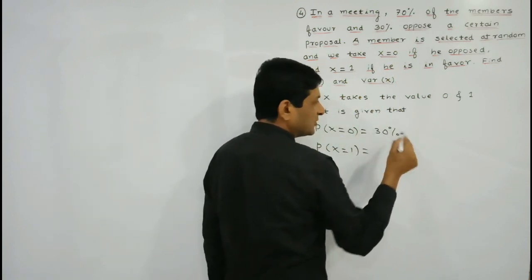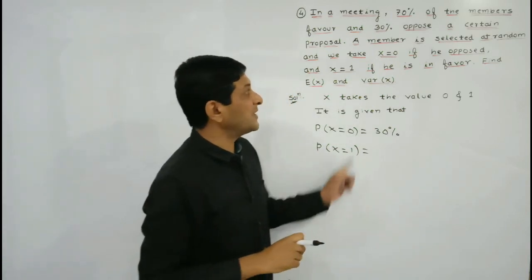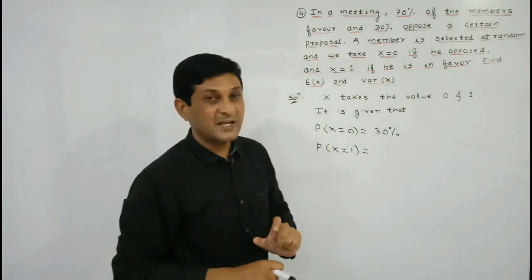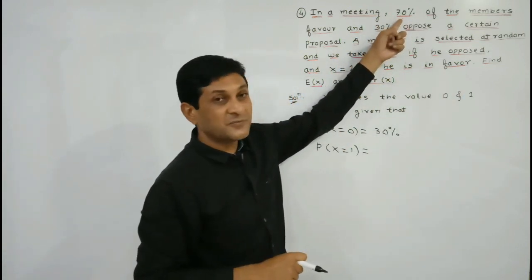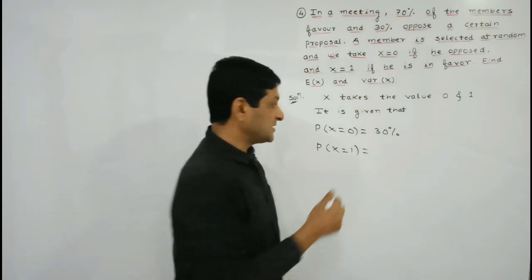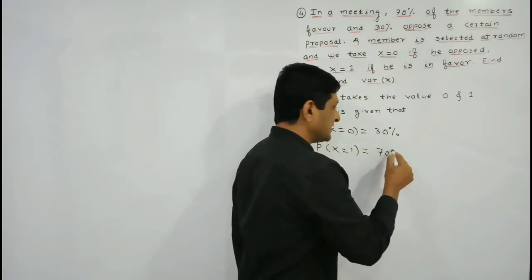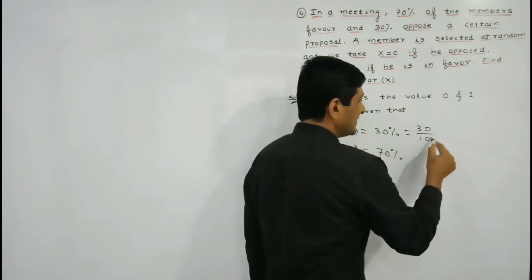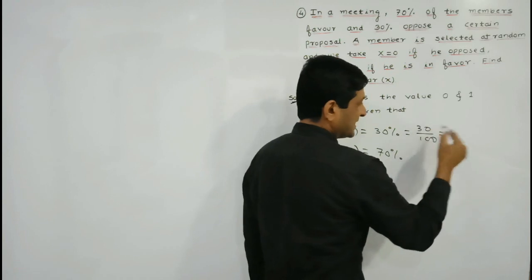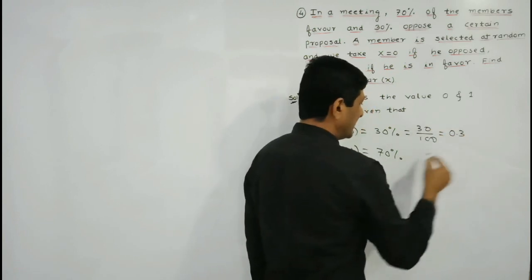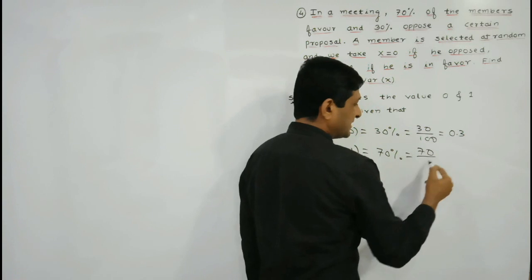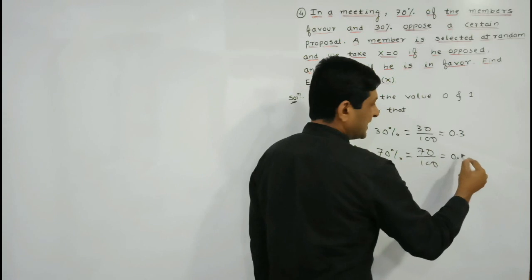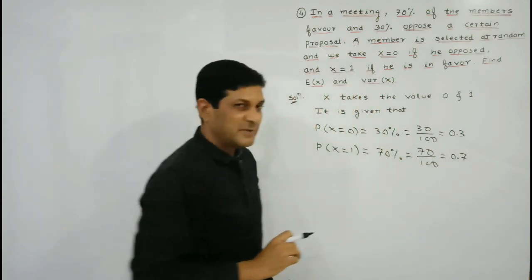This probability is equal to 30%, and x equal to 1 means what? He is in favor of a proposal. And how many members are in favor of a proposal? 70%. Means this probability is equal to 70%. These are the given conditions. So 30% can be written as 30 upon 100. After simplifying it, 0 will get cancelled, 3 upon 10 means 0.3. And 70% can be written as 70 upon 100. After cancelling 0, 7 upon 10 can be written as 0.7. So both the probabilities are known to us.